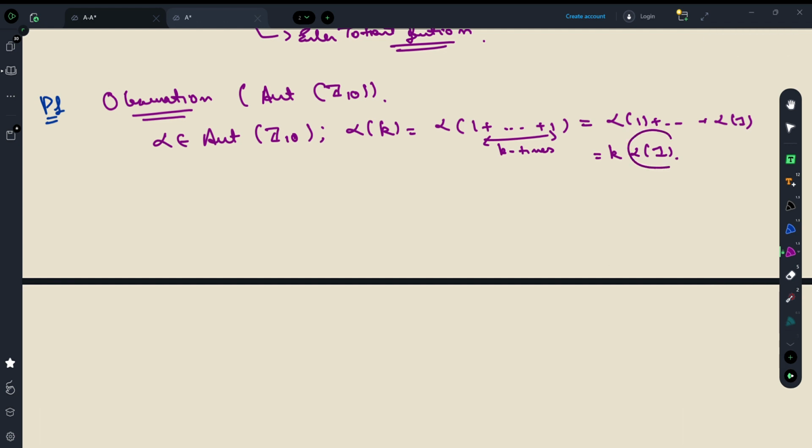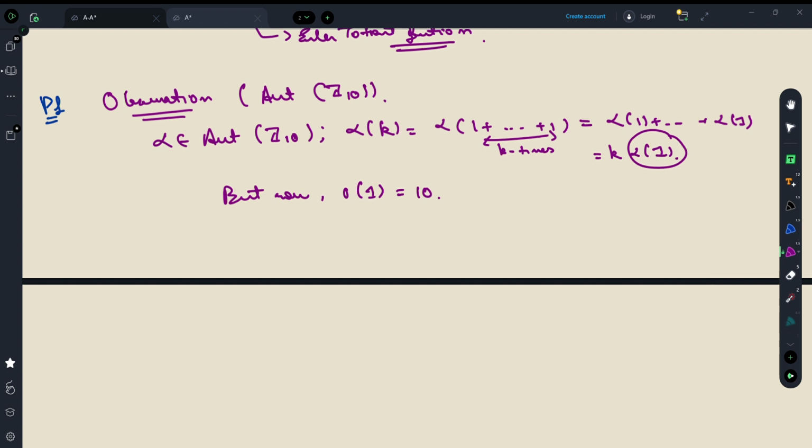So if I want to define a homomorphism, at least a homomorphism in Z, then the only thing which I need would be a precise value of alpha of 1, or a precise value of 1 under the homomorphism. That's what we require. Similarly in this case, alpha is an automorphism, indeed a homomorphism. So the image of any element k from Z10 will get mapped to k times alpha of 1. So the only thing which we require to specify this map is a value of alpha of 1, or a value of 1 under alpha.